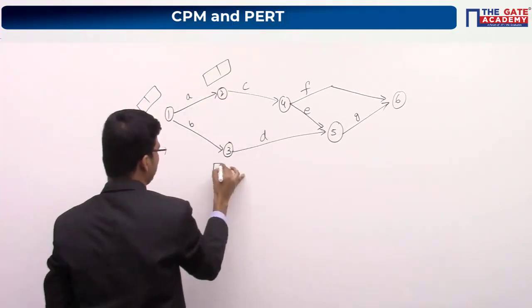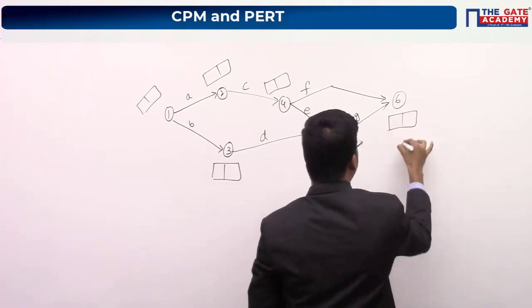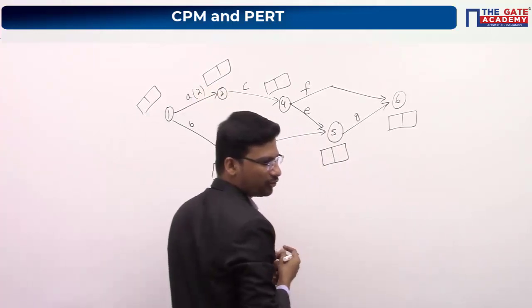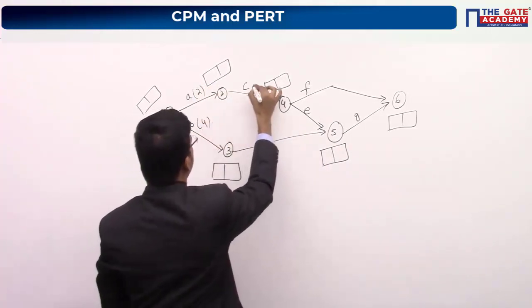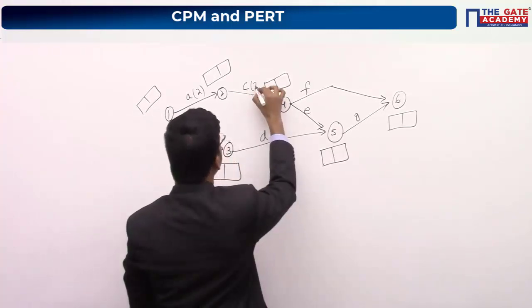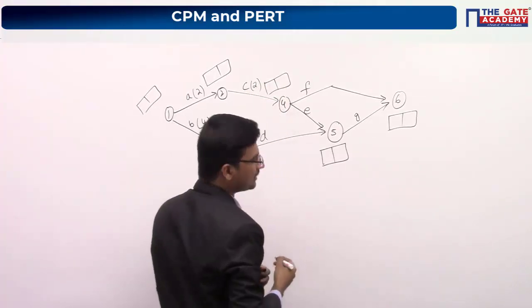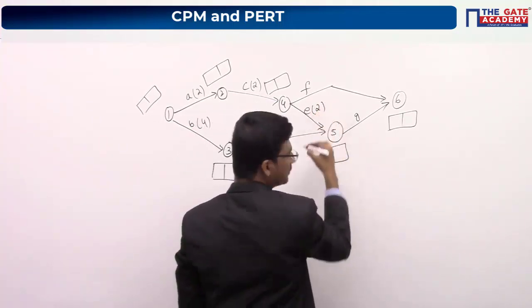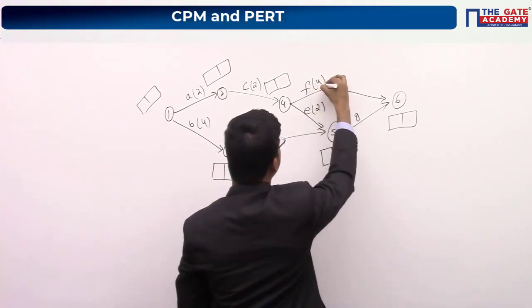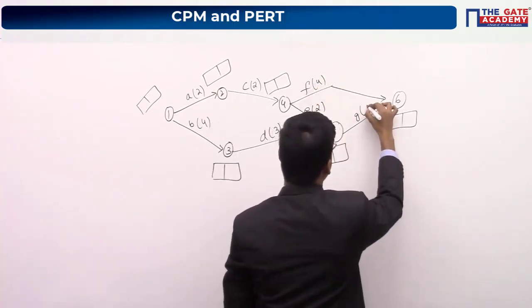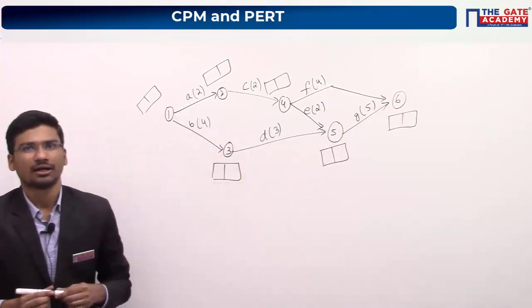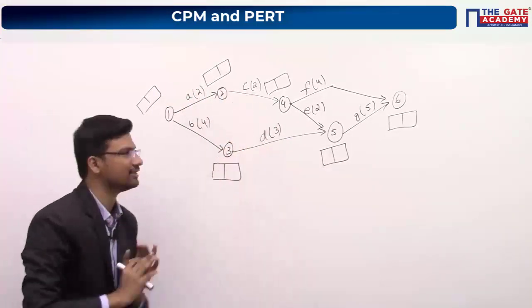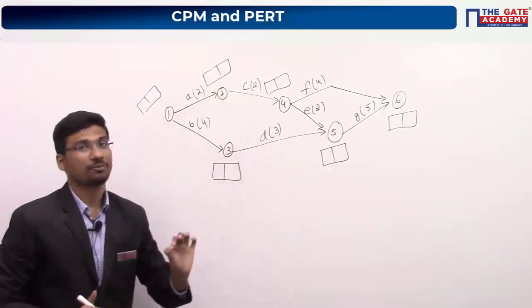I'm just taking these boxes here and writing down the time periods also. Activity A has a time period of 2 days. B is 4, C again is 2, D is 3. For activity E it is 2, for F it is 4, and for G it is 5. So I have written the durations along with the names of the activities, and I have taken this notation. Now please listen carefully.